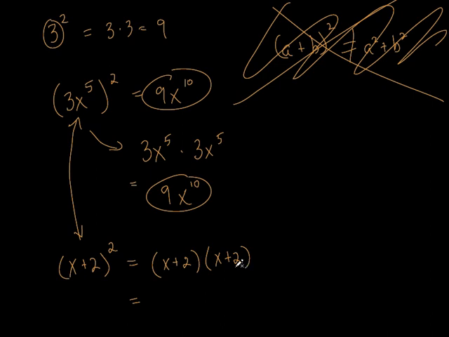Now you can work this problem because we already talked about that. FOIL method or distributive property. Let's do it real quick. X times x is x squared plus these two. The outside is 2x. The inside is also 2x, and then the last terms are 4.